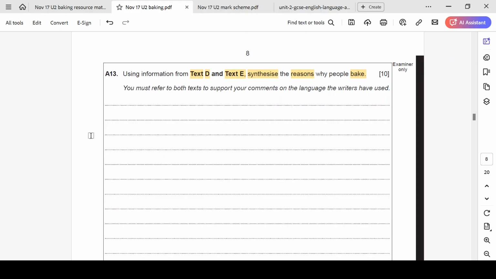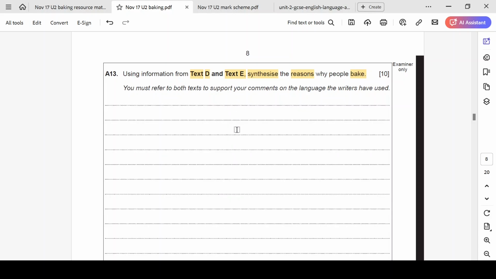The other thing to say about synthesis questions is that the actual structure of the answers is perfectly simple. Believe it or not, it's absolutely fine. You can get full marks if the first half of your answer is about text D and what that says about the reasons why people bake. So using quotes and your own words to thoroughly go through the text and find a good wide range of examples and reasons why people bake. And then the second half of your answer can do exactly the same, but for text E.